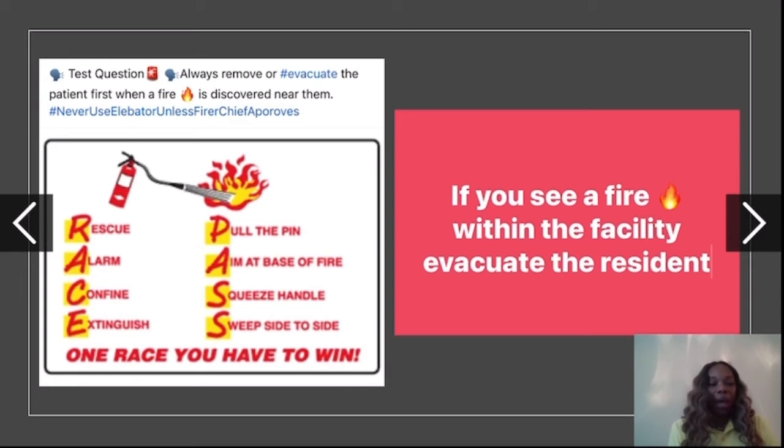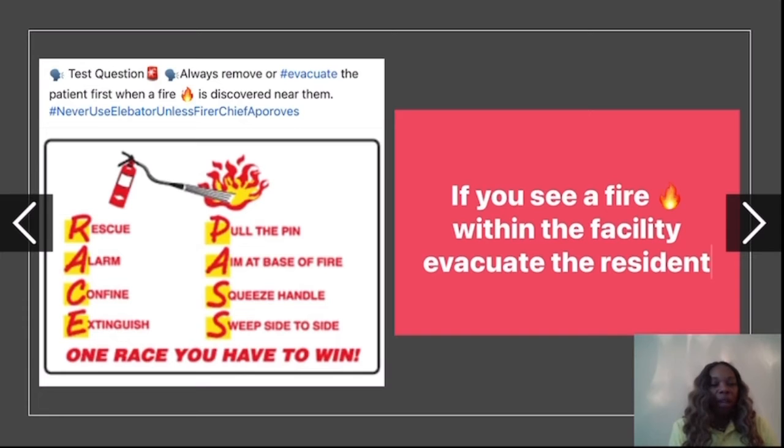So we're going to talk about fire safety. If you see a fire within the facility, the very first thing you want to do is evacuate the resident. And you can use the acronyms RACE and PASS to help you remember what to do in case of a fire.